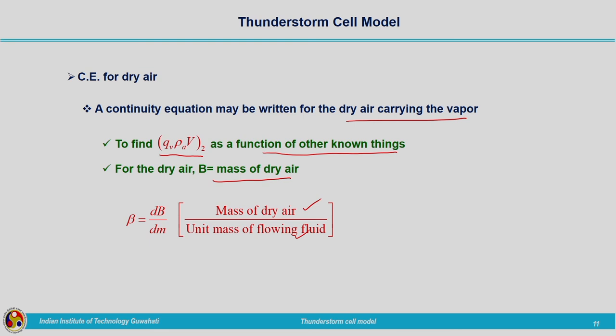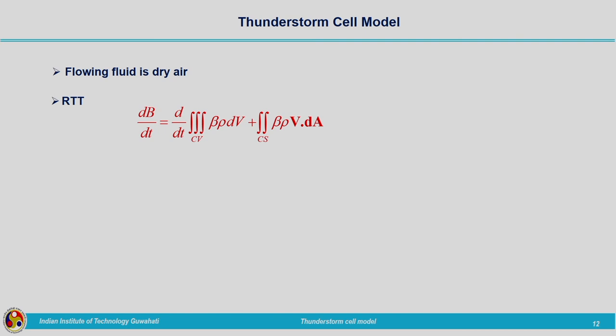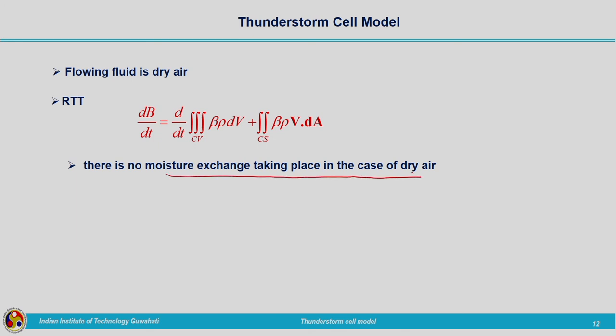Now, we are going to substitute in the RTT, our familiar equation. There is no moisture exchange taking place in the case of dry air. So, the LHS is 0: the time rate of change of the extensive property dB by dt, for the system there is no change in the mass taking place, constant mass. So, the time rate of change of extensive property is equal to 0, that is dB by dt is equal to 0. And coming to the right hand side, the same expression we have.